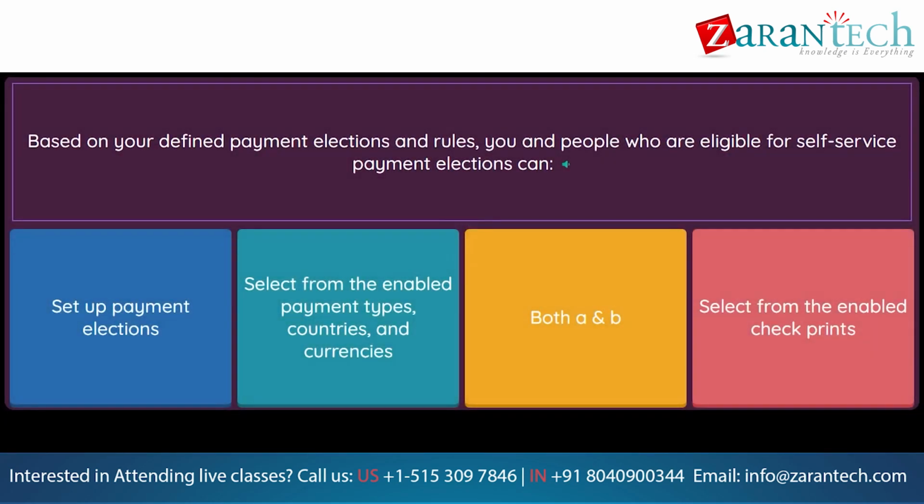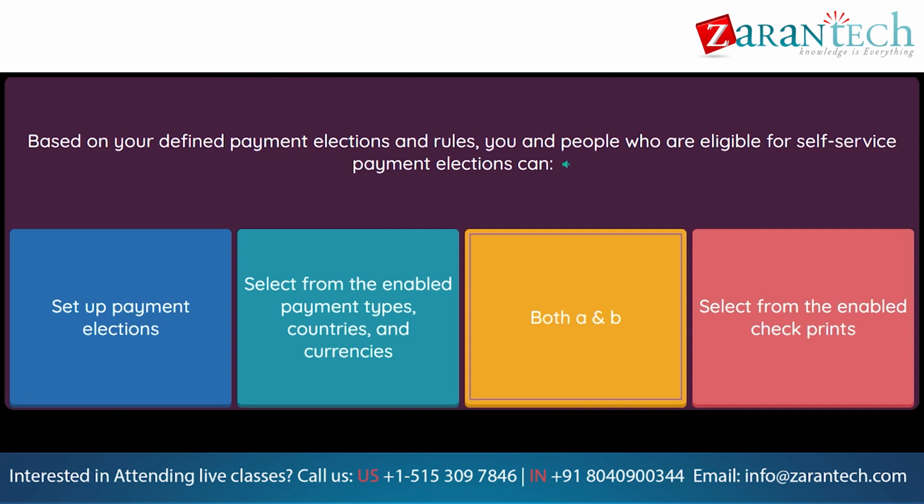Question: based on your defined payment elections and rules, you and people who are eligible for self-service payment elections can. Option 1: set up payment elections. Option 2: select from the enabled payment types, countries, and currencies. Option 3: both A and B. Option 4: select from the enabled check prints.